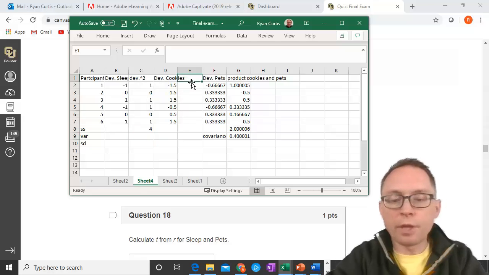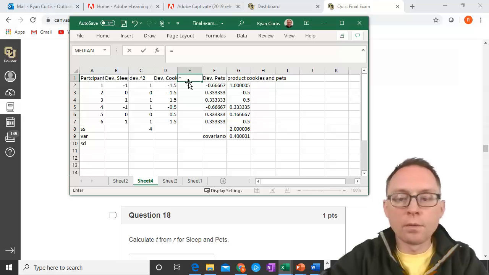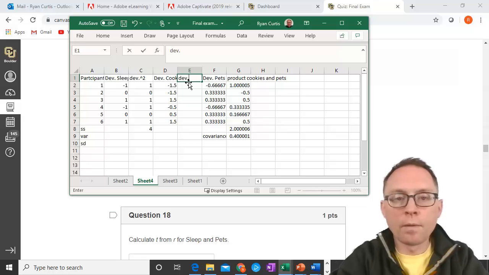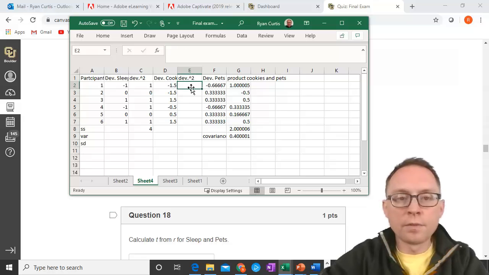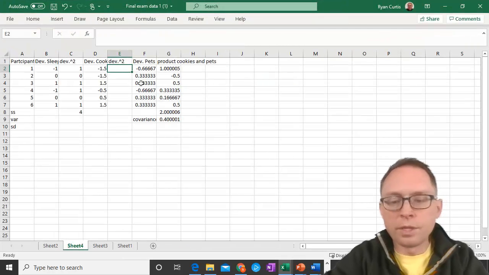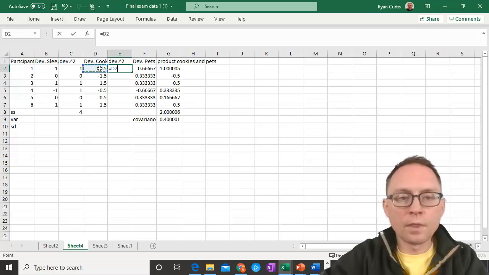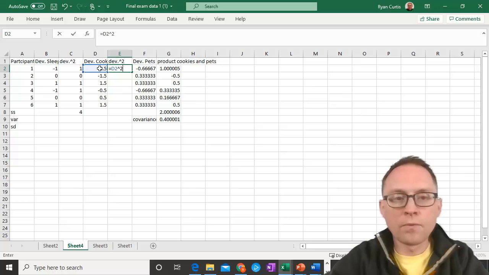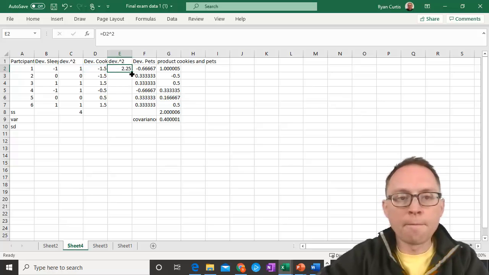We do the same thing for cookies. The deviation squared is going to be this. I should make this larger for you. I'm sorry, I've been messing with this. So this is this squared. We add them all up, and then we get the sum.